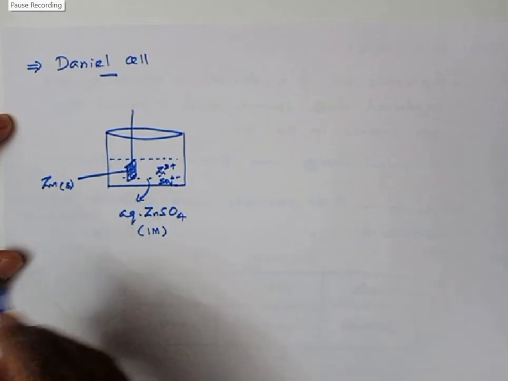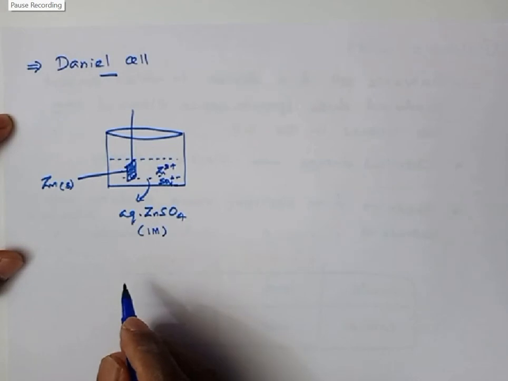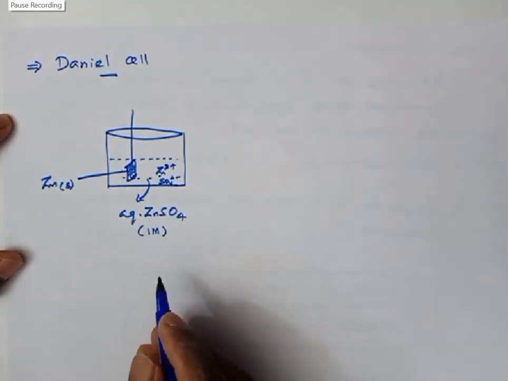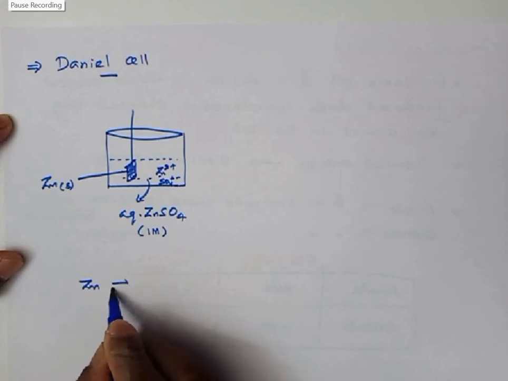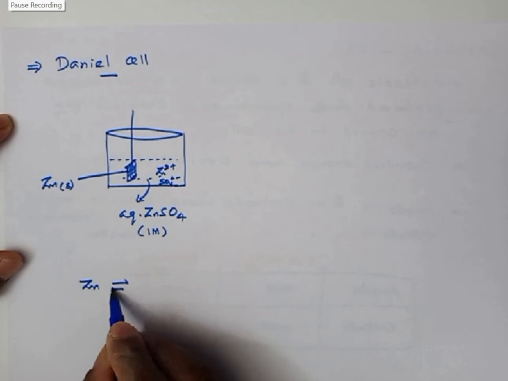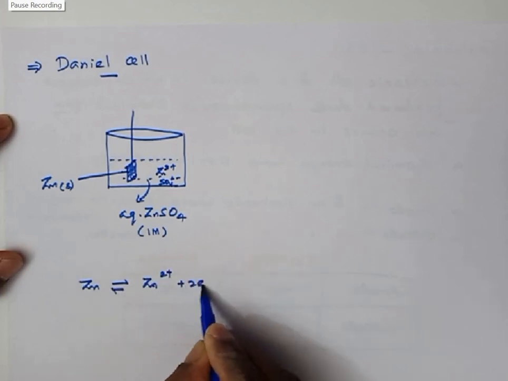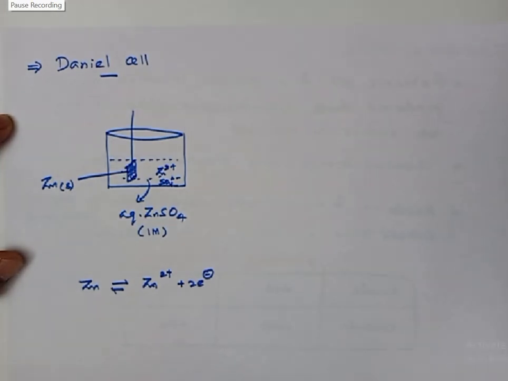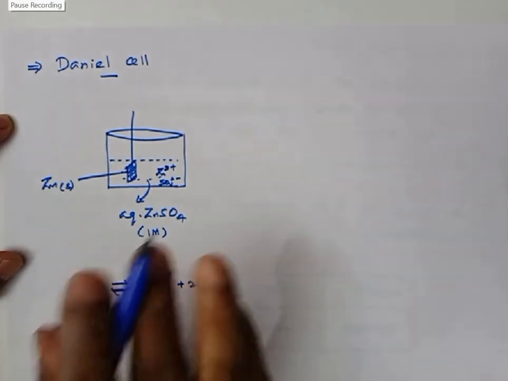There is a natural tendency that a metal will lose electrons and undergo oxidation. So zinc will lose electrons and undergo oxidation. You'll get zinc 2 plus ion, and 2 electrons are released. And these zinc ions present in the solution gain electrons, and the backward reaction also sets up.